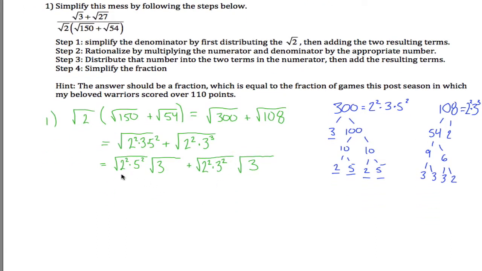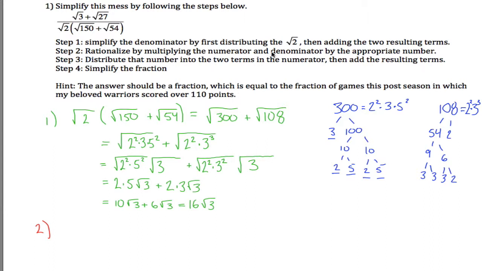The reason you break them up like that is the square root of 2 squared is just 2. Square root of 5 squared is just 5. Square root of 2 squared again is 2. Square root of 3 squared is 3. So this mess in the denominator is really just 10 root 3 plus 6 root 3. In other words, it's 16 root 3. So that was a lot of work and I'm still not done. That's all just step 1. Unfortunate, but okay.